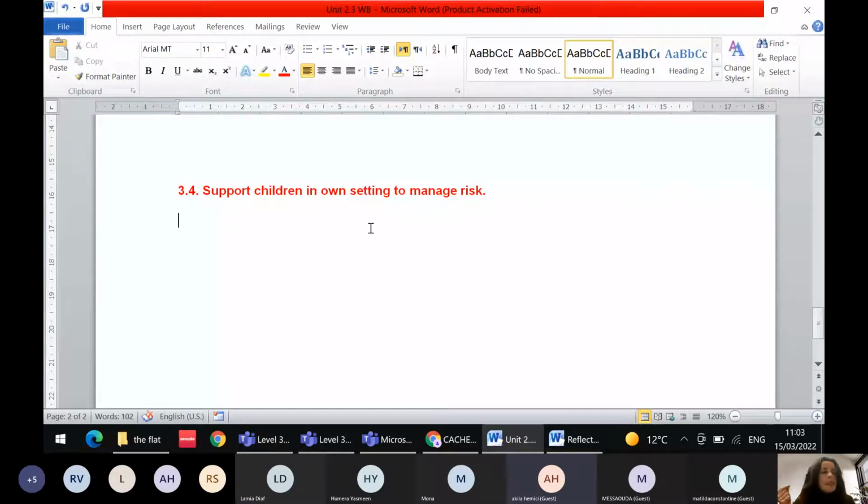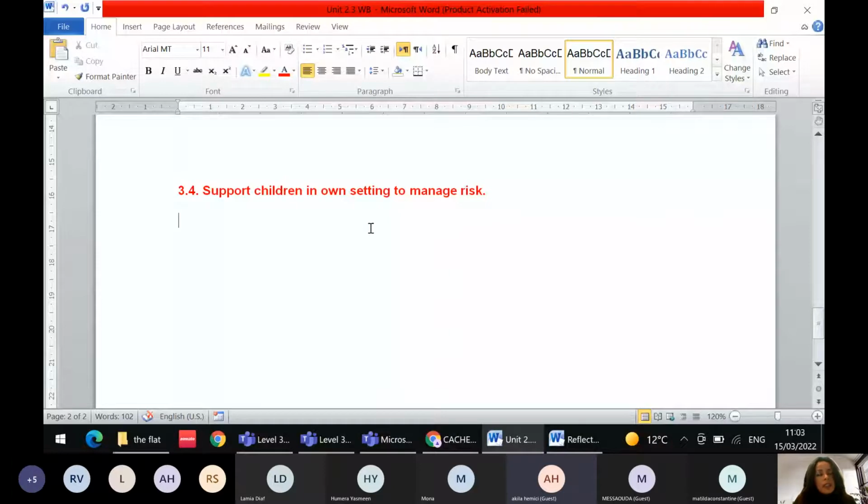I say in my setting, I always make sure that the children are safe. I give them all the freedom they need to play and experiment and develop their skills and knowledge. However, in the meantime, I need to support the children by giving them lots of information about how to manage risk if there is any.